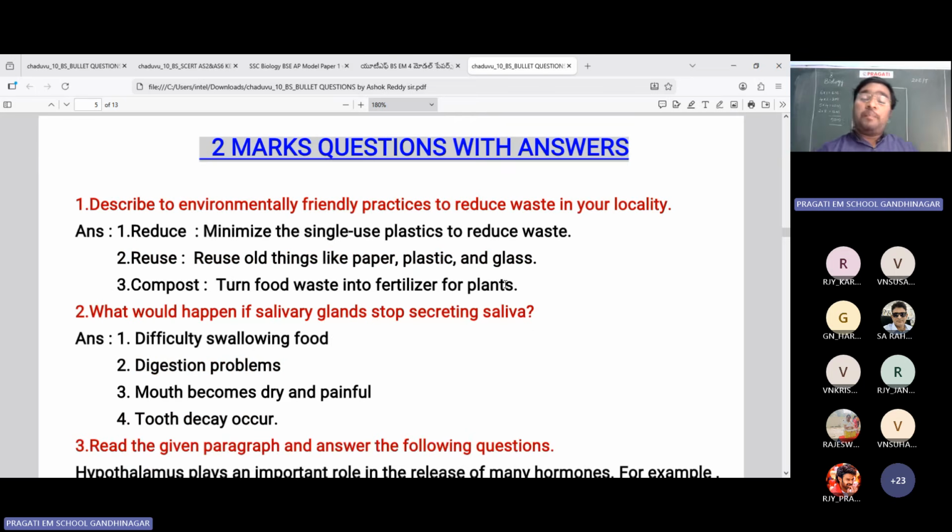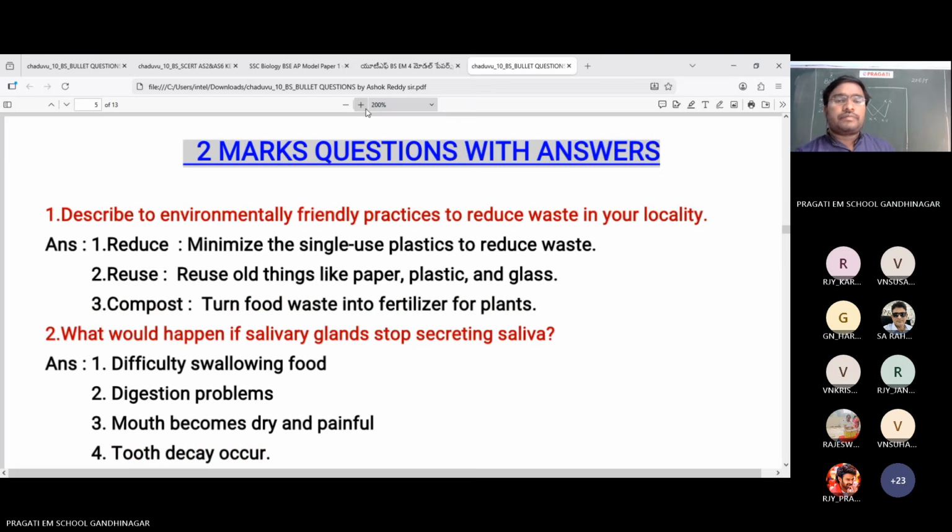Now, let us see important 2-mark questions. Important and repeated 2-mark questions I am going to present here. See, children, these questions are very, very important. Let us see the 2-mark questions one by one.